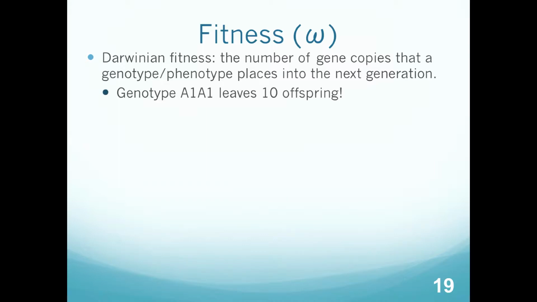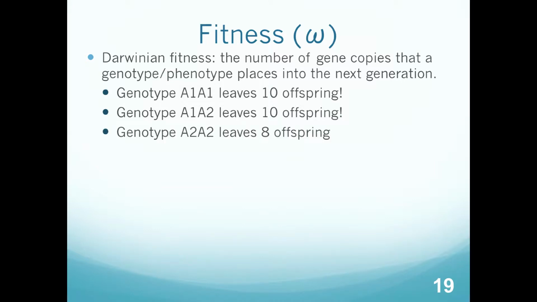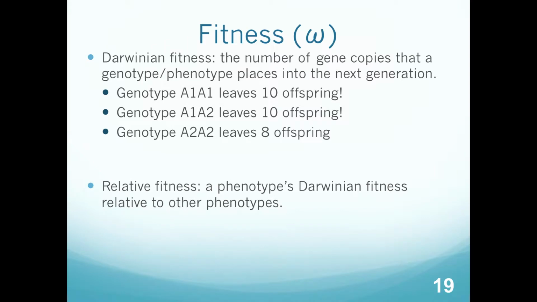So, for example, genotype A1A1 leaves 10 offspring, A1A2 leaves 10 offspring, and A2A2 leaves 8 offspring. So that would be the Darwinian fitness. But much easier to think about is relative fitness. Relative fitness is simply a phenotype's Darwinian fitness relative to the other phenotypes. So we always set the most successful phenotype to 1 and relate all other phenotypes to that value.